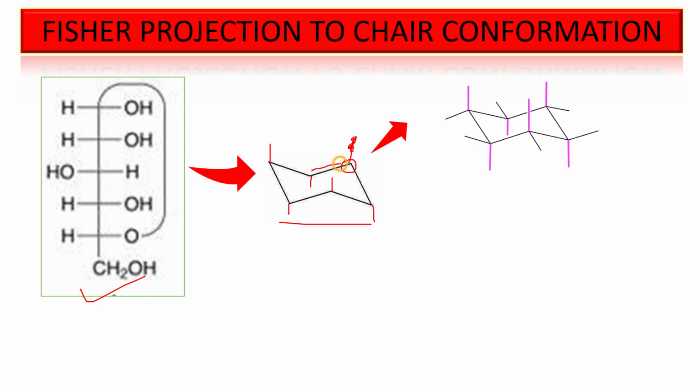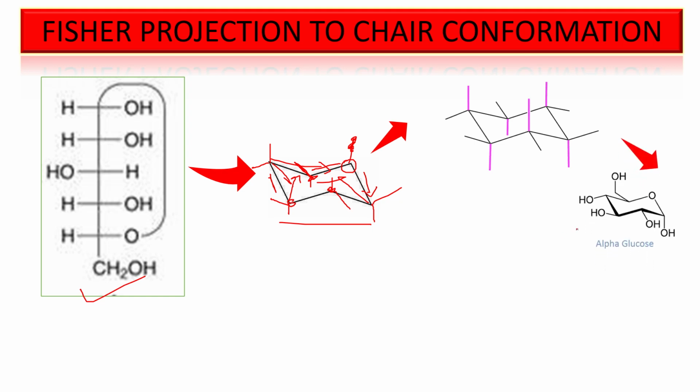This direction, this is the opposite, so we have to draw it like this. For the second carbon, this is the opposite, so I have to draw like this. For the third carbon, this one is the opposite, so I have to draw like this. For this one is the opposite, so I have to draw like this. And for this one is the opposite, so I have to draw like this, parallel but in the opposite way.